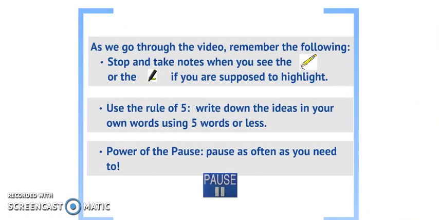To begin with, please remember to look for the pencil to know when you're supposed to take notes, or the highlight if you're supposed to do some highlighting. Use the rule of 5, which simply means to write down the ideas in your own words using around 5 words. And then pause as often as you're told to, as well as often as you need to. Let's get right in.